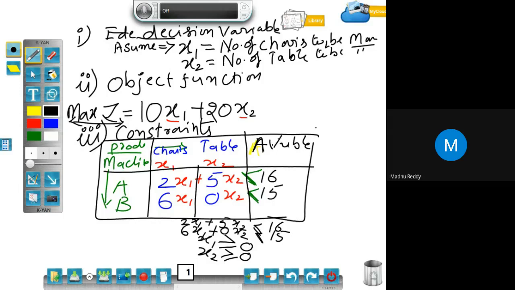Is there any possibility to give the value of x1 equal to -1 or -2? Can we give? No, sir. Can we give x2 the values -1, -2? No, sir. Did you understand or not? Tell me, otherwise I will explain again. Understood, sir.